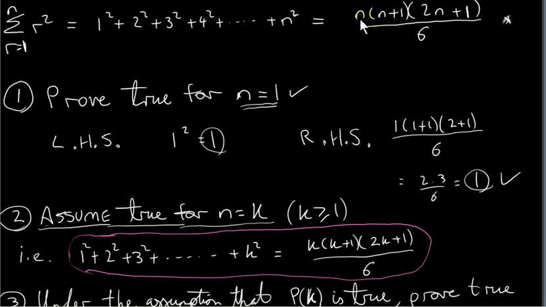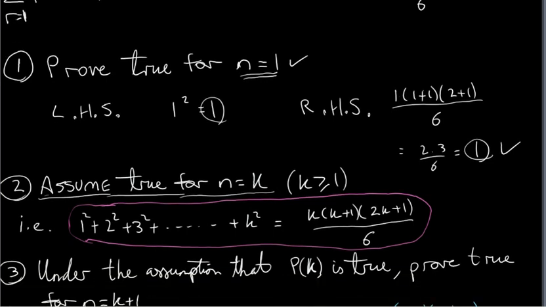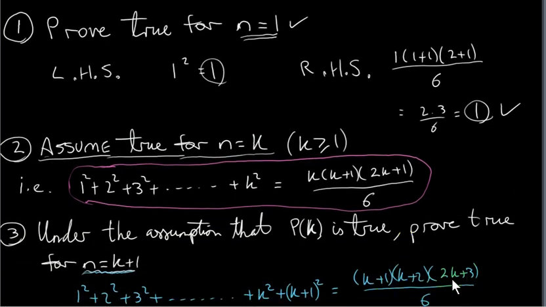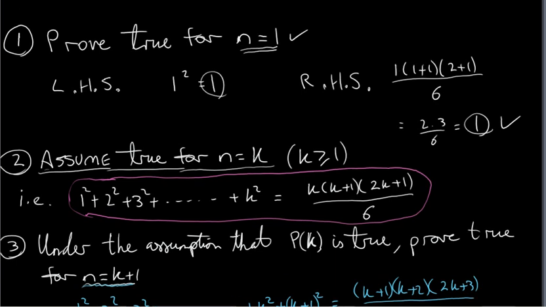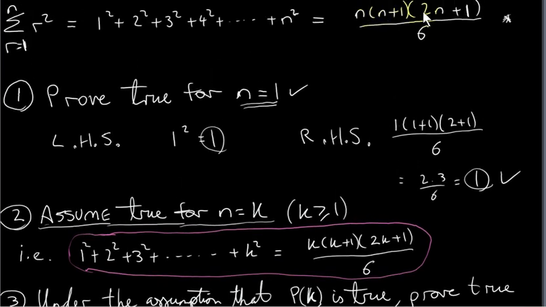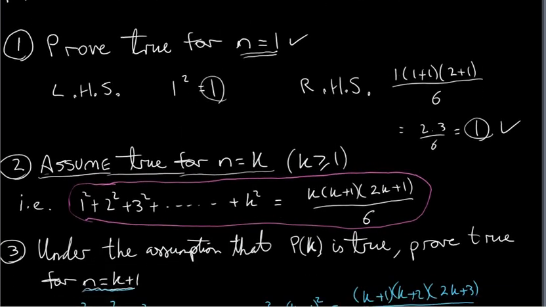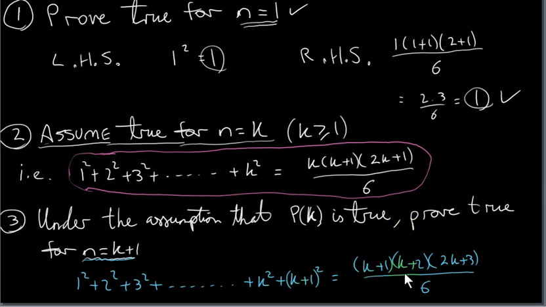So we have to replace n with k plus 1. And we get k plus 1 times k plus 1 plus 1, which is k plus 2, times 2 times k plus 1 plus 1. That's 2k plus 2 plus 1, or 2k plus 3. So we should get this here. We just replace n with k plus 1, n and this with k plus 1. So this thing is what we're trying to prove.